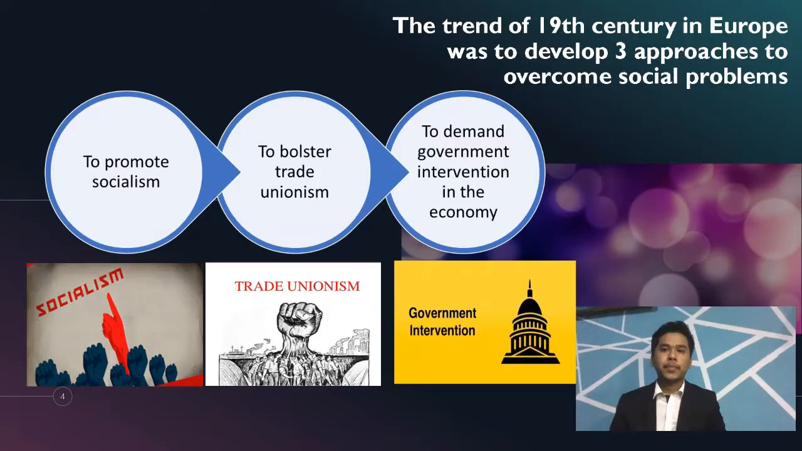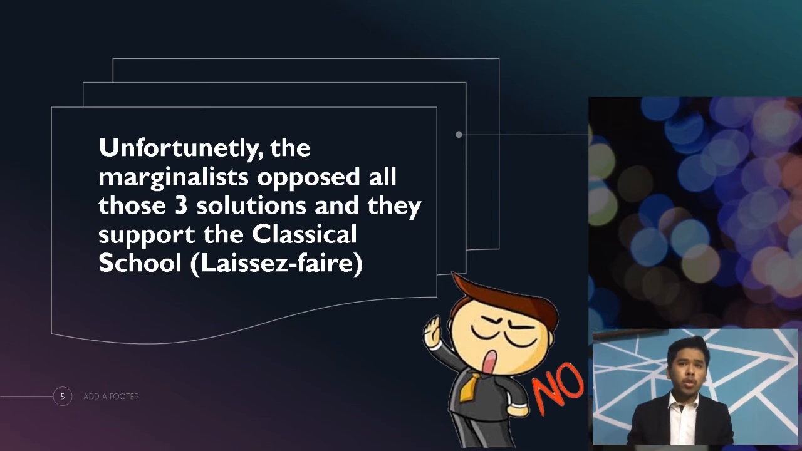Thus, the trend of the 19th century in Europe was to develop three approaches to overcome social problems. The first was to promote socialism, the second to bolster trade unionism, and the third to demand government intervention in the economy. However, the marginalists opposed all three solutions and supported the classical school, which is laissez-faire.